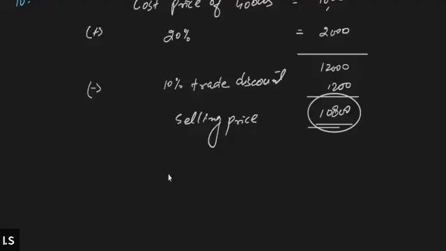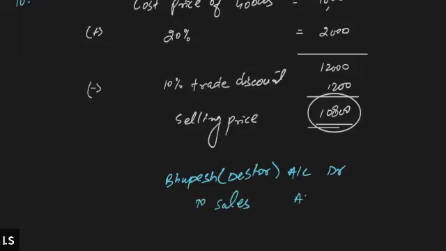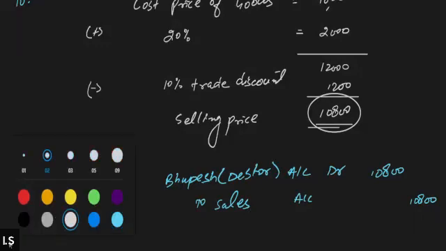So we'll write down the general entry as Bhupesh account debit. Why Bhupesh account debit? Because Bhupesh is our debtor. Debtor account is always debited. Bhupesh account debit to sales account, 10,800. Is it clear, everyone?